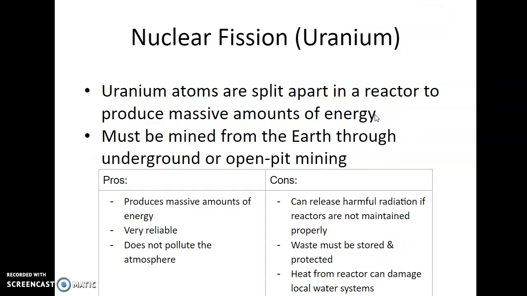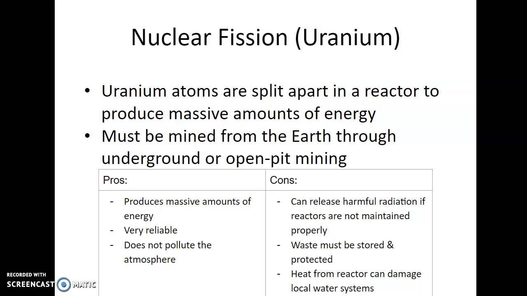Our next form of energy we've talked about previously: nuclear fission. Remember, fission is different from fusion in that in fission, atoms split apart. We're talking about uranium in this case. Uranium atoms are split apart in a reactor to produce massive amounts of energy, and they must be mined from the earth through underground or open pit mining. This has a lot of pros too. It produces large amounts of energy. It's super reliable and it doesn't pollute the atmosphere, which is great, right? We're protecting our ozone layer.